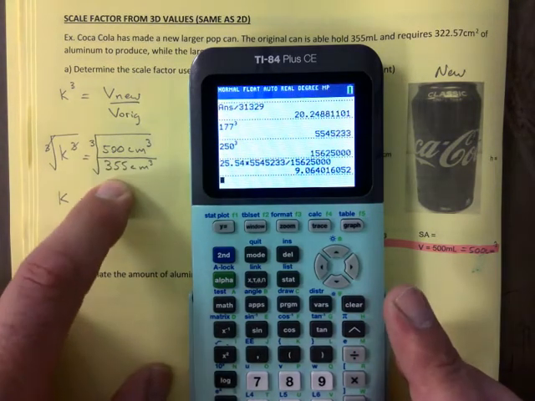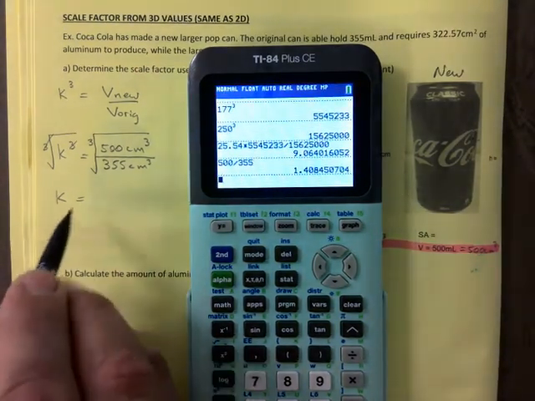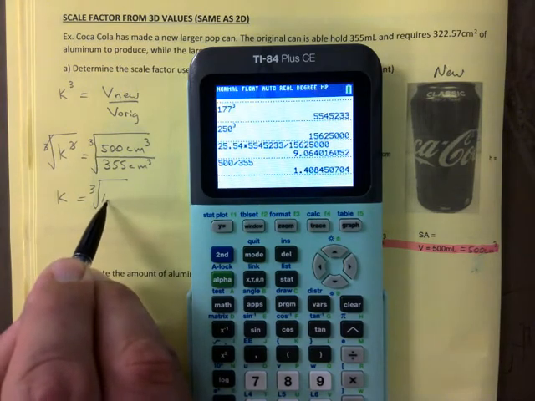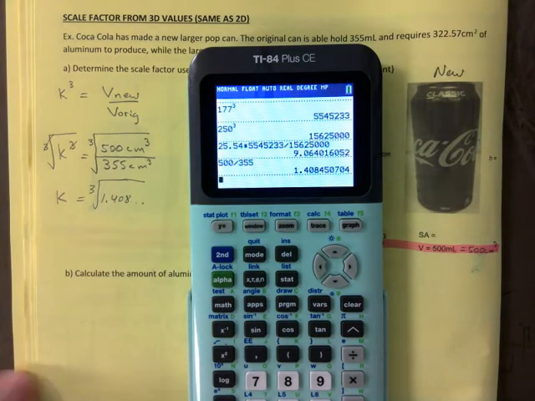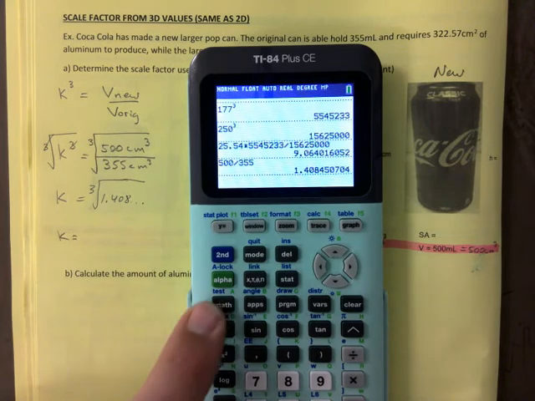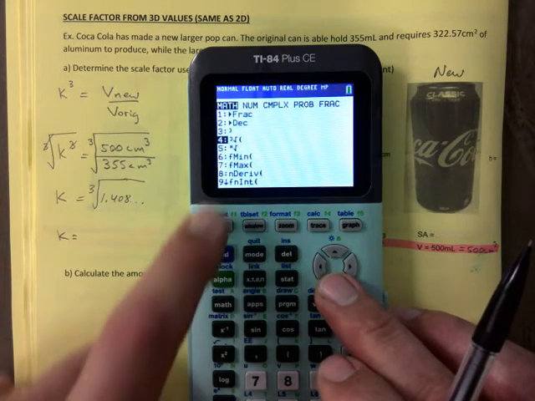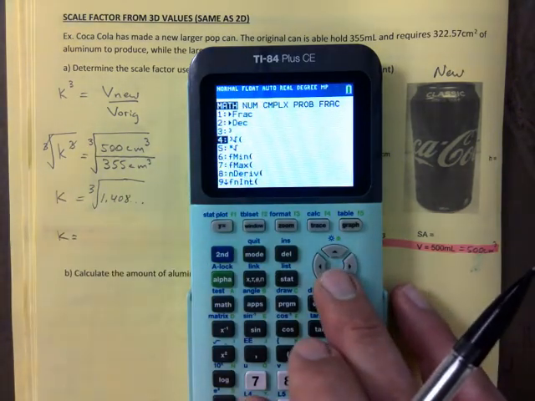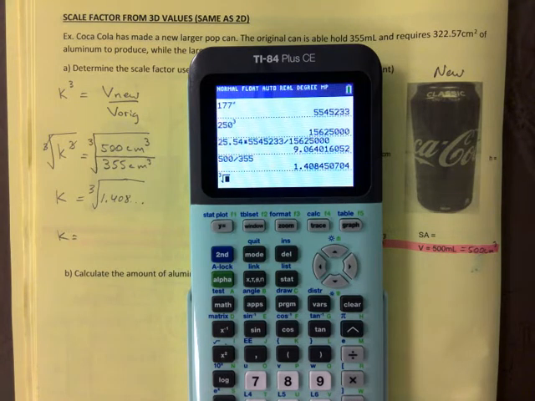I will first go 500 divided by 355. Go ahead. So this is the cube root of 1.408. We are not going to round because we have this awesome calculator that will help us with that. So the cube root is found the following way. Or did I show you already? I did? Press math. The fourth option, so go arrow down to the fourth option or press number 4. It's up to you. Hit enter.